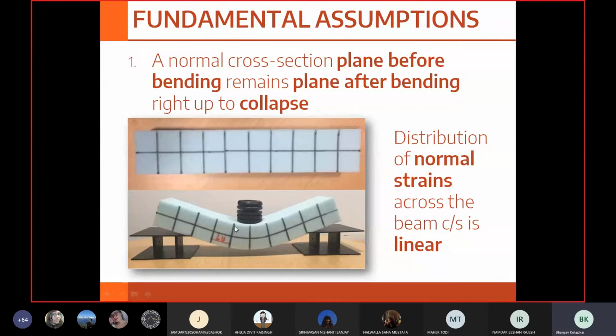Then what I do is I measure the distance between these two lines.